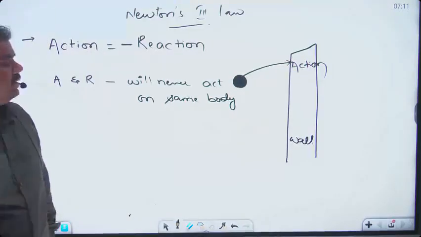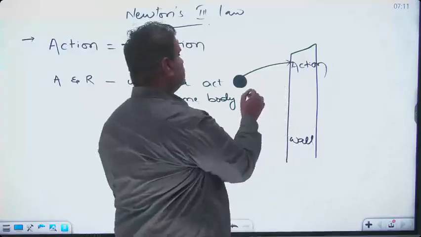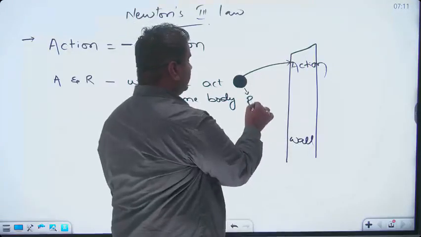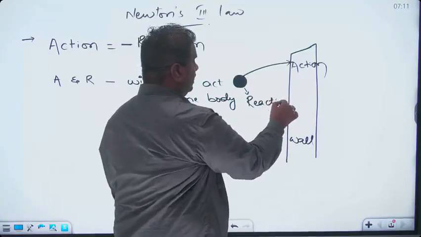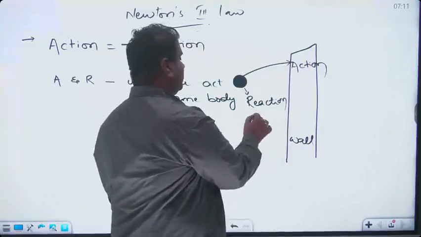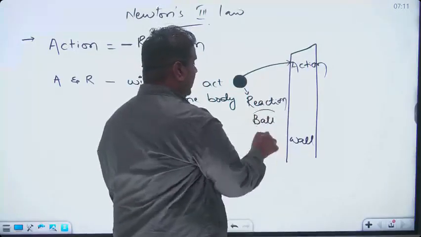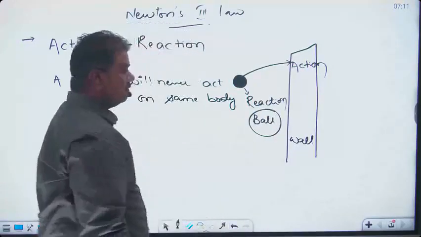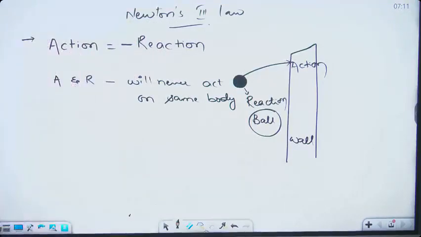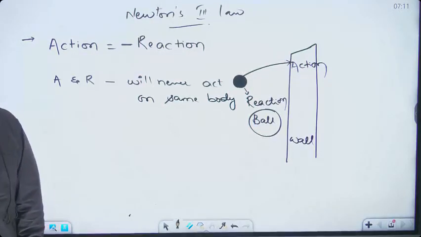So in that particular case, action is on the wall, but where is the reaction? The reaction is on the ball. That is the reason why we say that action and reaction will never act on the same object or the same body. Now, for this Newton's third law of motion, we give a number of examples.